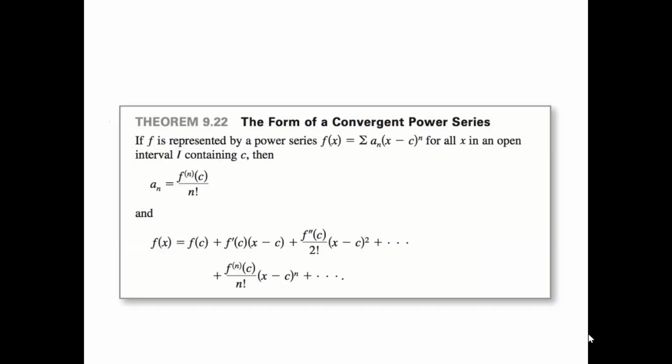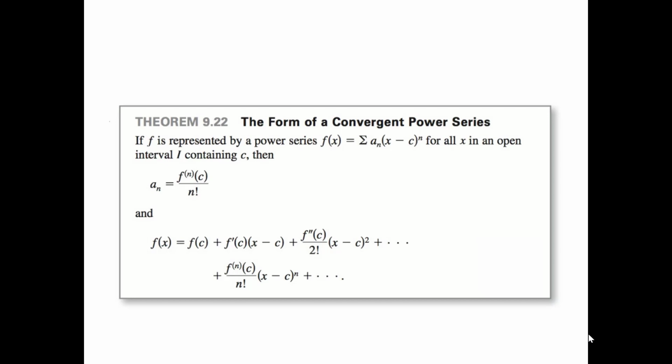Now, we came up with the series in the last section, but this theorem here tells us that no matter how you come up with the series, the coefficients of the series are given to you by the formula that we used for the Taylor and Maclaurin series. And so it doesn't matter how you come up with it, the coefficients are going to be the same.